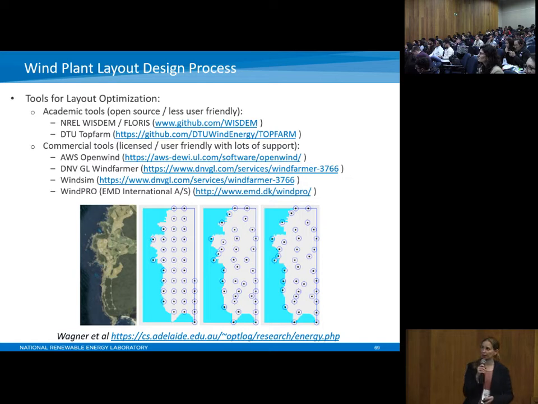That one's been around for decades. WindSim and WindPRO. So these tools are all used in industry for doing actual wind plant design and go through the process essentially of, you get your GIS data, your resource data, start with an initial layout, and turbines will move around, and eventually you'll get to some sort of optimum layout. So that's on the tools. Any questions on that? Okay.